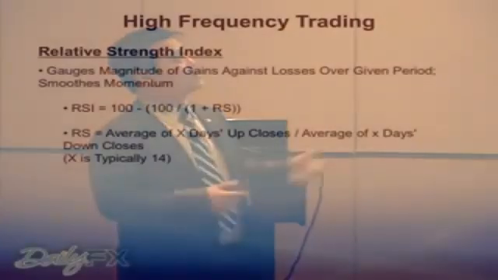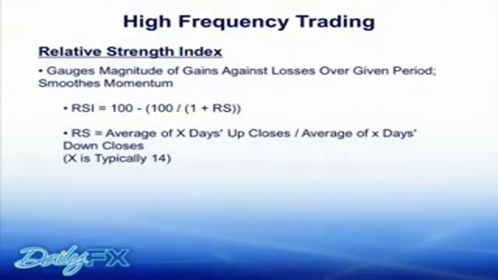One indicator I always like to look at is the relative strength index, and I typically like to use it on an intraday basis because it gauges the magnitude of gains against the magnitude of losses over a given period of time. It's really simple because it smooths out the momentum that we're seeing in the market. The calculation of the RSI is basically the average of up closes over the average of down closes, and we typically use a 14-period RSI by textbook definition. This is one of the indicators that I really like to look at when I'm trading on an intraday basis.